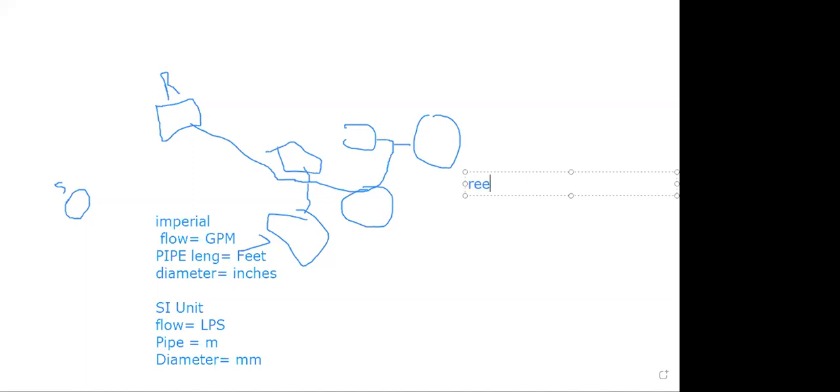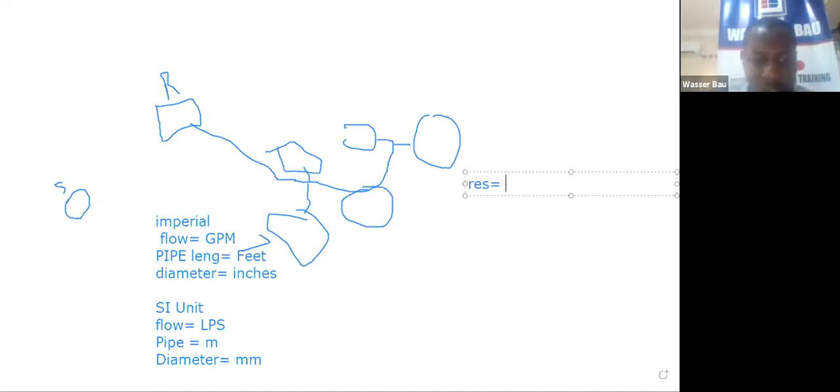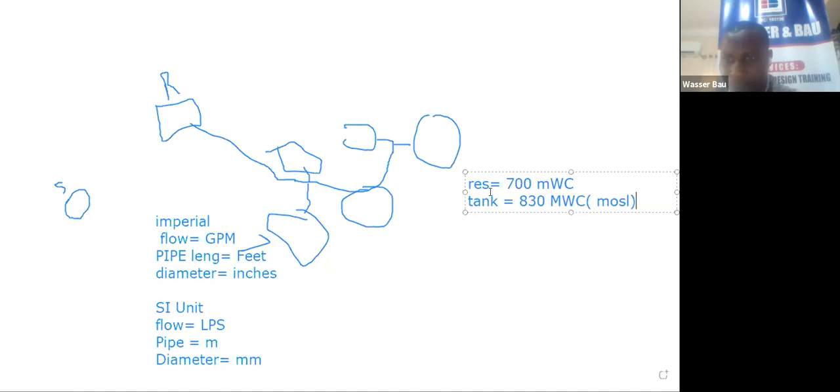So the reservoir is at an elevation of 700 meters above sea level. Meters water column, whatever. The tank is at 830 meters water column, or meters above sea level. It can be any one of them, you understand what I mean.